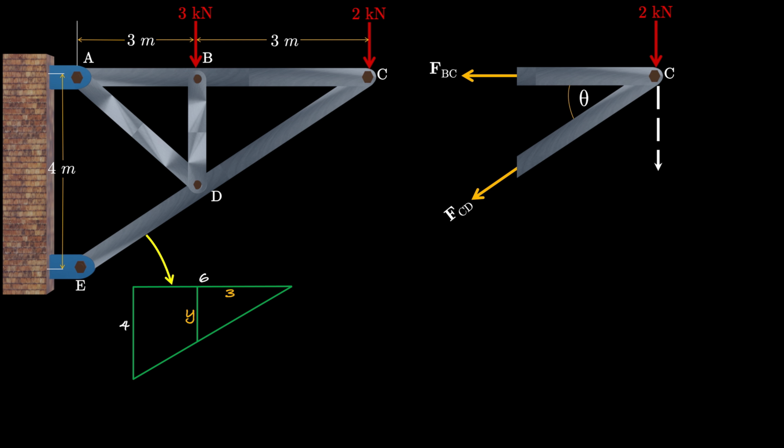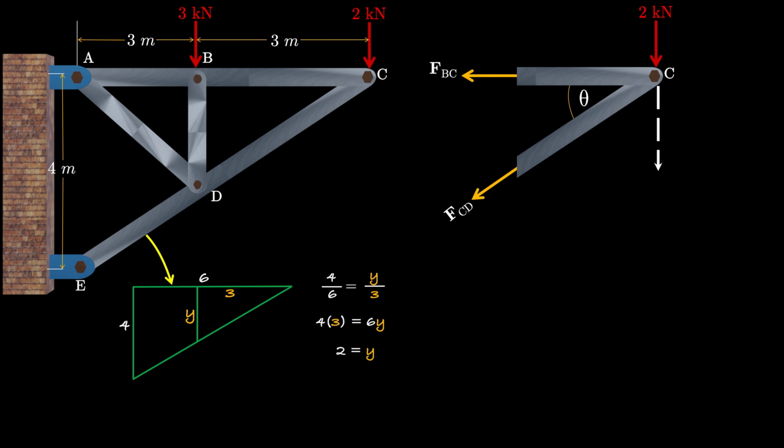We're going to use similarity. As you can see, we have 2 triangles right here. We have the bigger triangle, which is ACE, and the small triangle, which is BDC. If we use similarity, you can say y over 3 should correspond to 4 over 6. Now we have to determine the value of y. So we're going to start by cross multiplying.